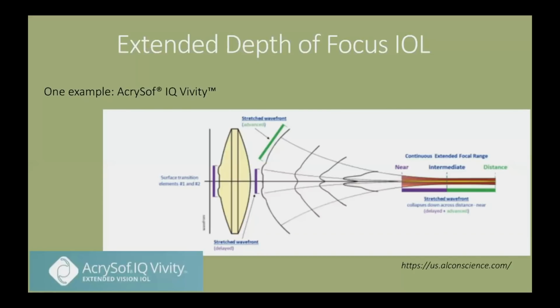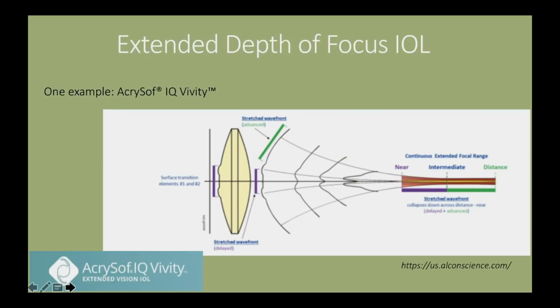This is known as the Acrysof Vivity. So you've got your lens and light focuses through. It doesn't get split, but you have an elongated focus here. So from distance to intermediate, which is nice and clear. As you get a little closer to near, it blurs a little bit. So the best vision you're going to get is from distance through intermediate with an extended depth of focus lens.